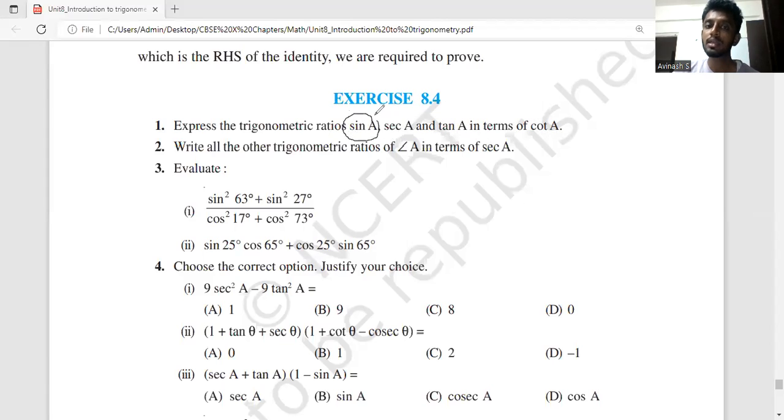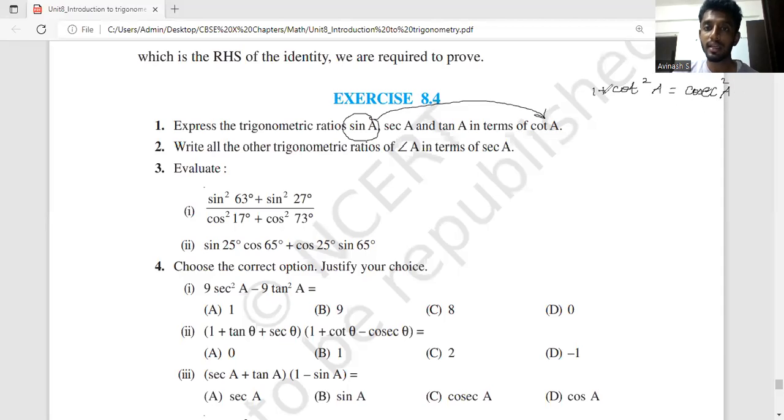So first I'm approaching sin A in terms of cot A. Now, if we try to directly connect and see whether there is a relation between sin A and cot A, we don't have a direct relation between sin A and cot A. Whereas we have an equation which is 1 plus cot square A equal to cosec square A. So some of you might be wondering, how is it related? So cosec is nothing but the inverse of sine. So we can try to bring it in that way.